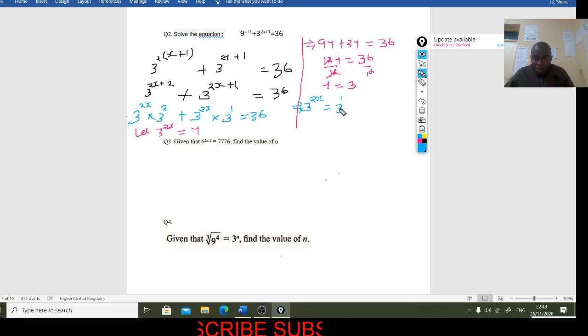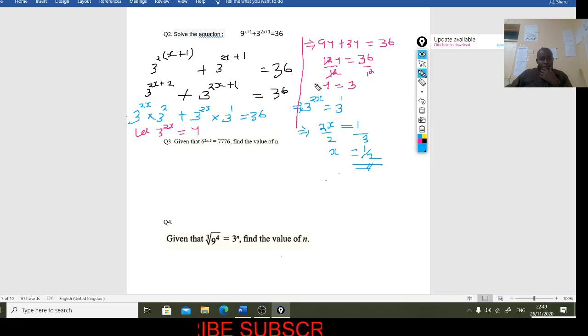So the bases now become equal and the powers will equalize. So that implies 2x equals 1. Powers are equal. So if they are equal, you divide by 2. So that means my x equals a half. So that is how we find the value of x in such a question.